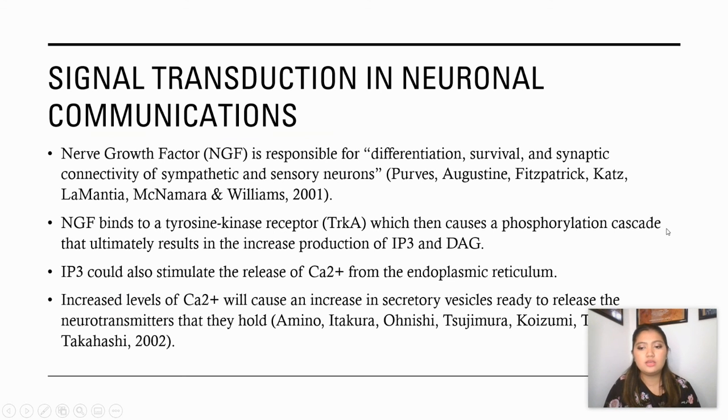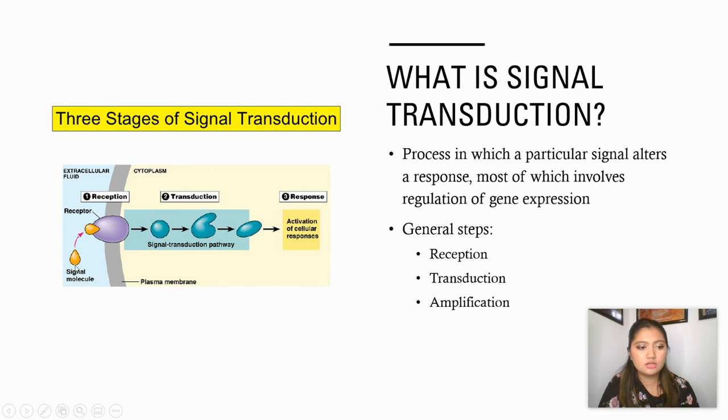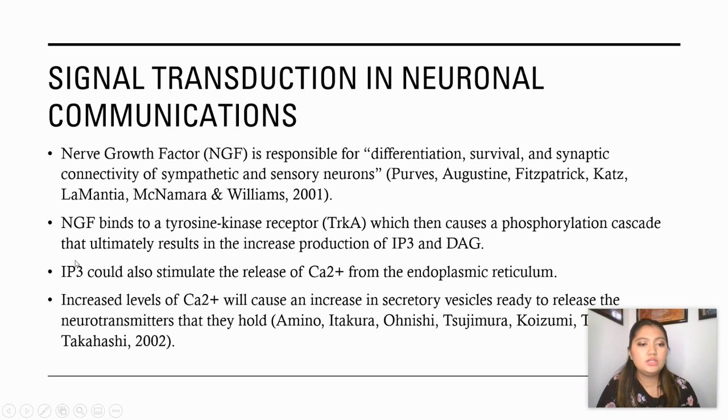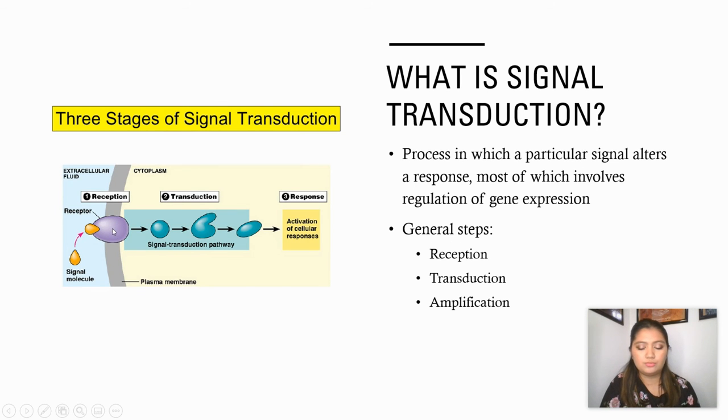So here is the main example. The example I chose to talk with you guys about is the nerve growth factor, or NGF. It's the one responsible for the differentiation, survival, and synaptic connectivity of sympathetic and sensory neurons. What it does, if we go back a slide, is it is going to be our signal molecule. So it's going to bind to a tyrosine kinase receptor, and in our case, that'll be this purple protein right here.